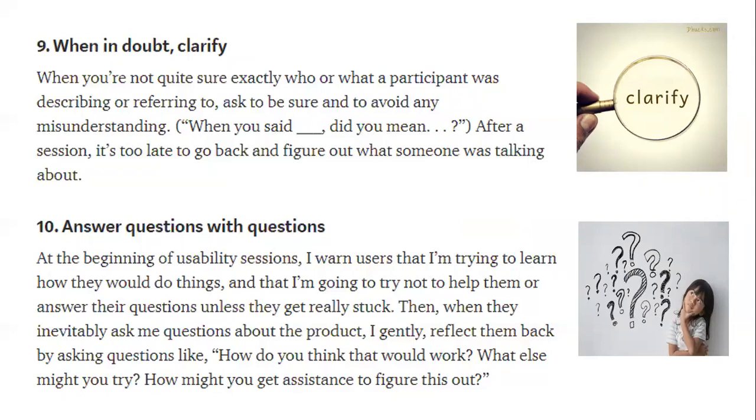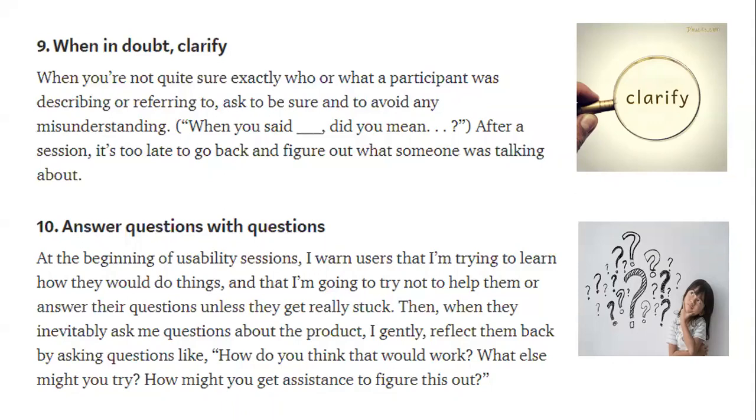Okay, answering questions with questions. This is not my favorite one because I don't like questions after questions. That's my personal case, but it's a recommendation, it's a tip. So when the person gives you an answer, you can reply with another question, like, how do you think that will work? This person is maybe asking you, how do I use this? Let's suppose that we're talking about a new electronic product. So this person is going to ask, how do I turn it on, for example?